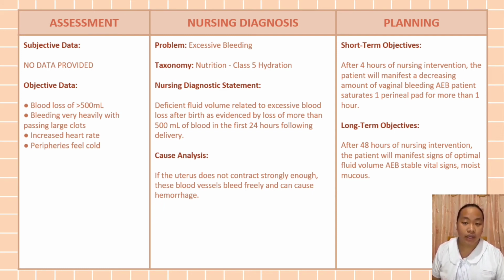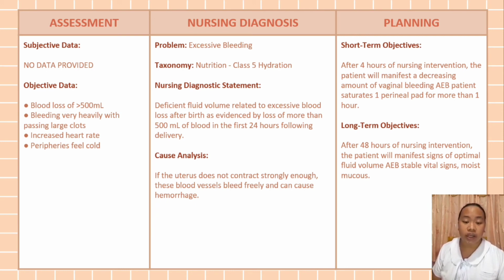So then in our planning, short-term objectives, our objective is after 4 hours of nursing intervention, the patient will manifest a decreasing amount of vaginal bleeding as evidenced by patient saturates one perineal pad for more than 1 hour. And our long-term objective is that after 48 hours of nursing intervention, the patient will manifest signs of optimal fluid volume as evidenced by stable vital signs and moist mucous membranes.